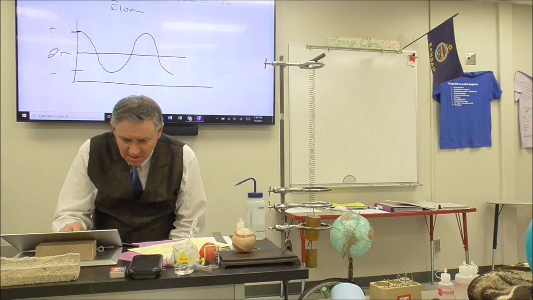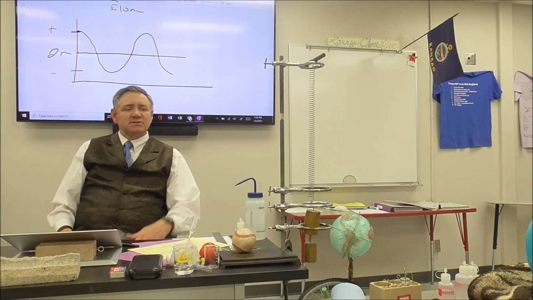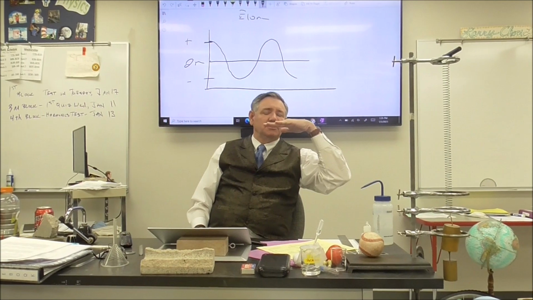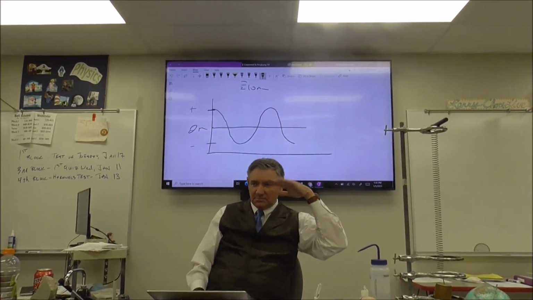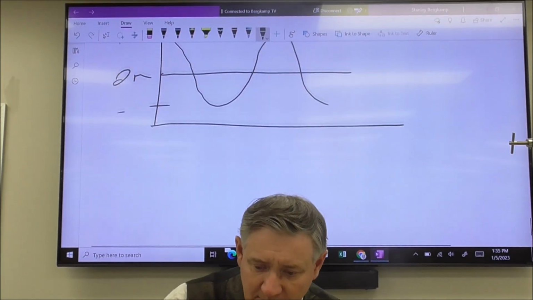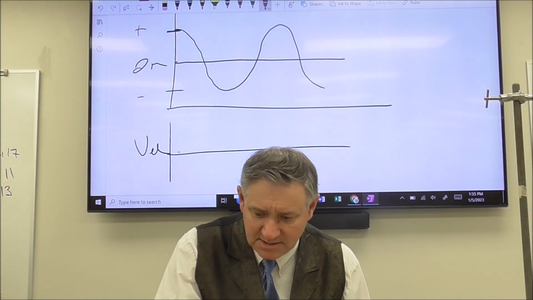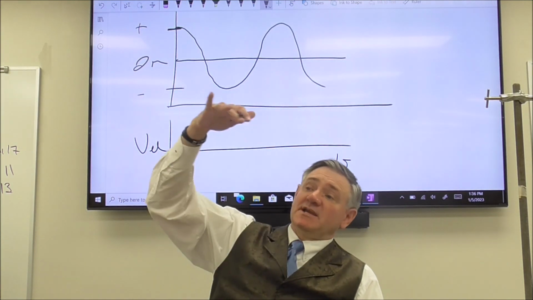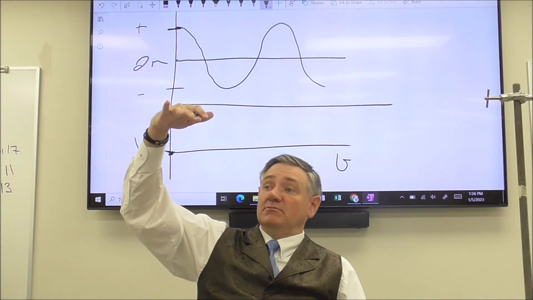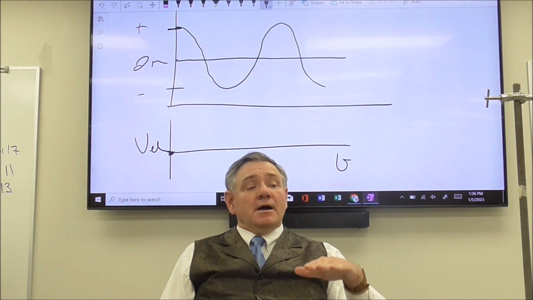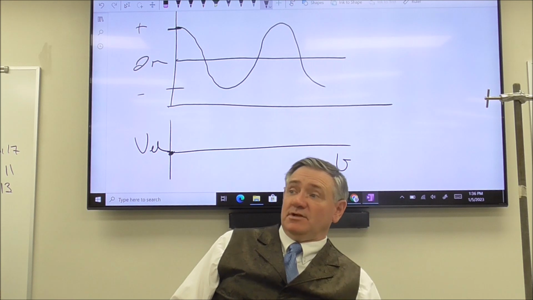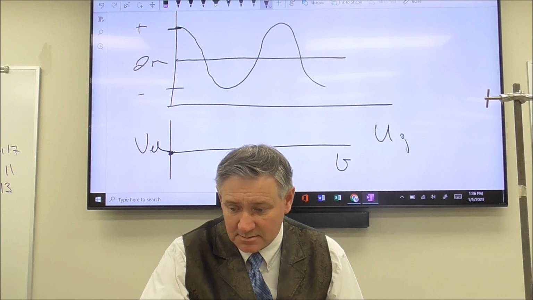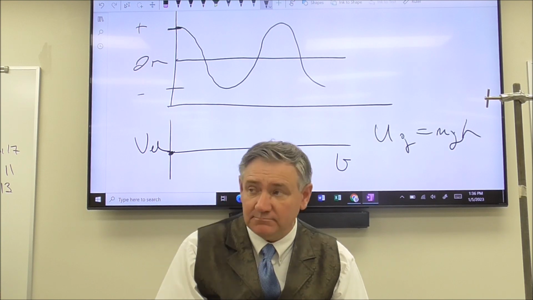Now, your position-time graph is going to start up at the top. Since it's starting at the top, what's its initial velocity going to be? 0, right? So my velocity-time graph is going to start at 0, because it's at the top. How much kinetic energy does it have at the top? 0, because it doesn't have any velocity. What type of energy does it have? It has UG, because UG is mgh, so we have some UG.